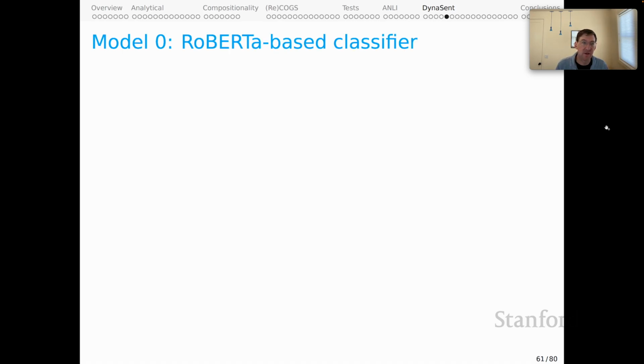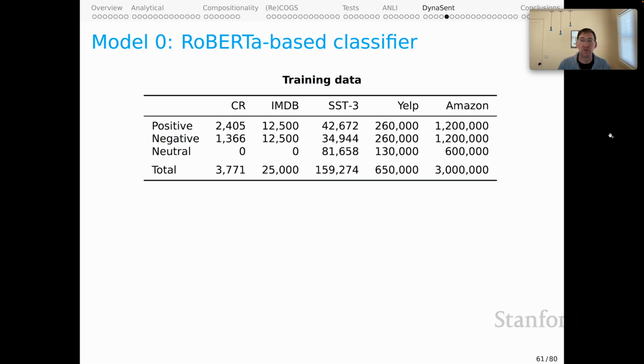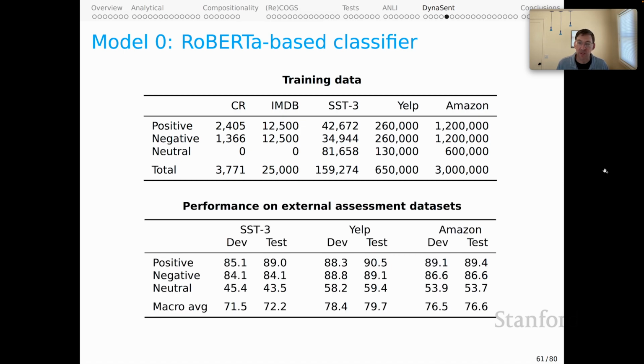In a bit more detail, model 0 is a Roberta-based model that was fine-tuned on a whole lot of sentiment examples. These are the 5 benchmarks that we used to develop this model. All of these data sets for us are cast as ternary sentiment problems, that is positive, negative, and neutral. And you can see from this slide that we are training on a really substantial number of sentiment examples. We're going to benchmark these models against 3 external data sets, SST3, Yelp, and Amazon. And the table here is showing that the model does well on all 3 of those benchmarks.